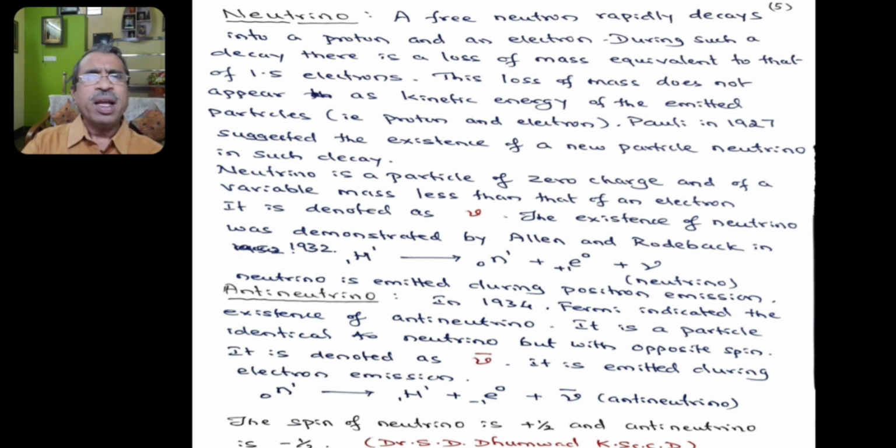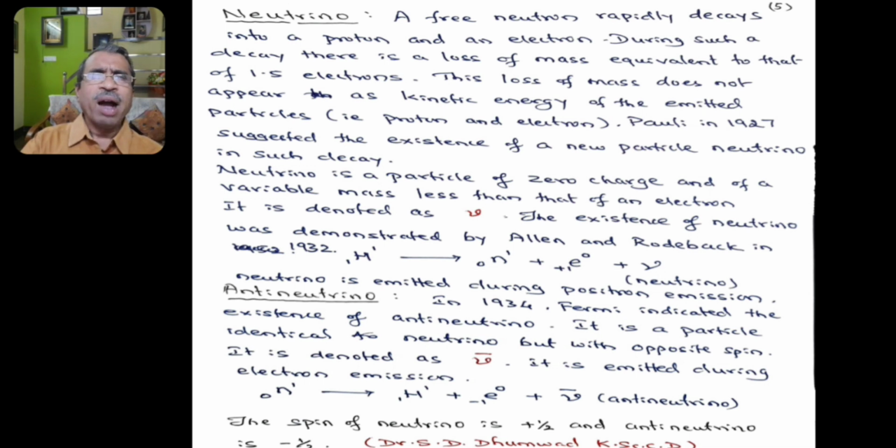So, if you take a proton, that is 1H1, it turns into a neutron having zero charge and mass 1, giving a positron, that is e having a charge plus 1 and mass 0, and during this a neutrino is emitted.